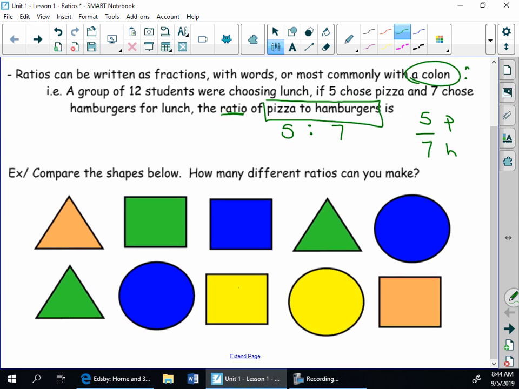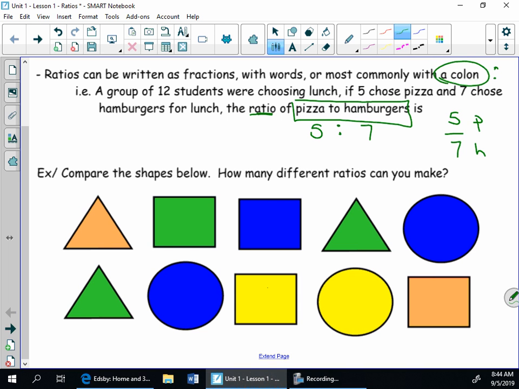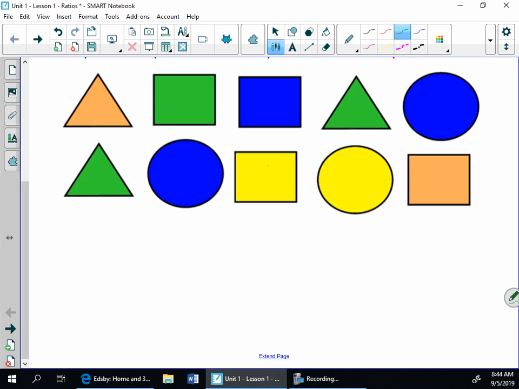Let's take a look at this next example here. We've got a whole bunch of shapes. Can we figure out some different ratios that compare these things? There's no one right answer. There's a whole bunch of answers. For instance, we could say we have 3 triangles to 3 circles. That would be a ratio.